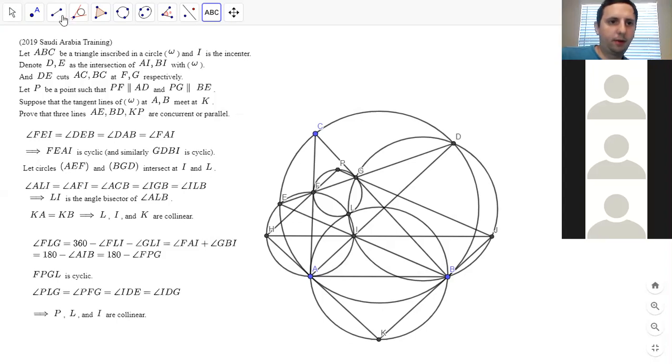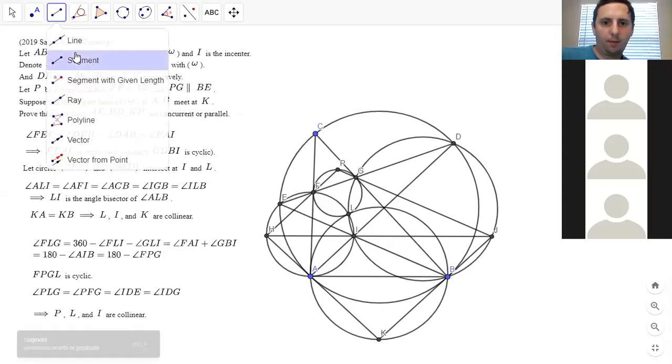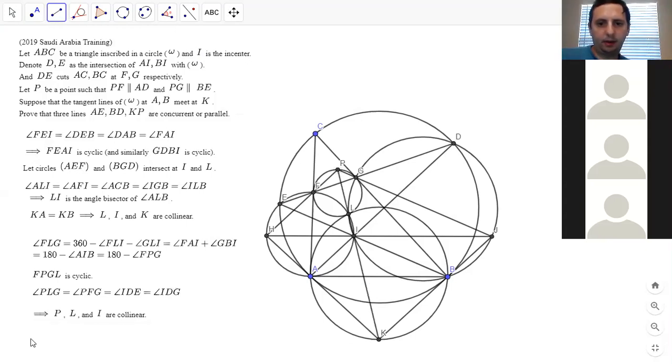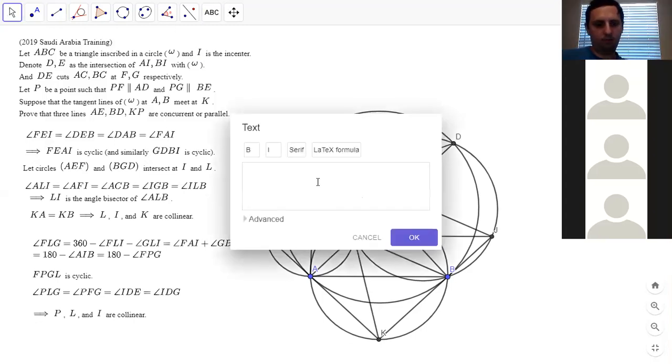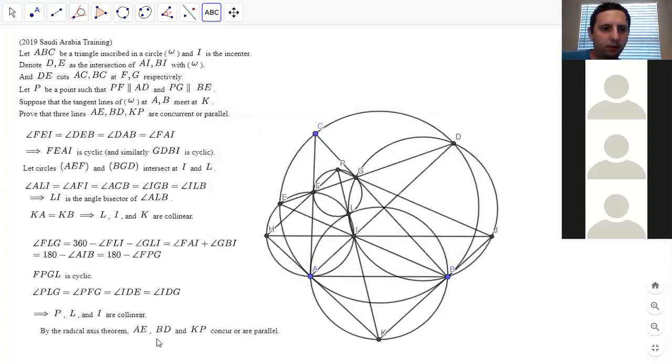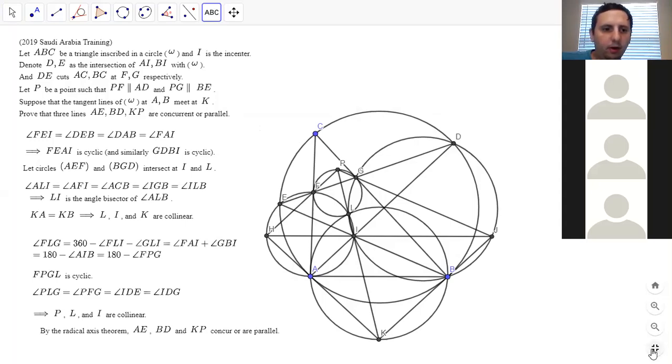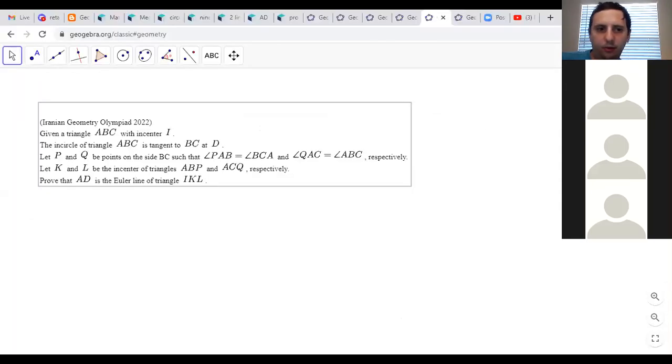So, and then by the radical axis theorem, PAE, KP, and BD concur or are parallel. All right. So I'll move on to the next one. So yeah, this is really just a lot of angle chasing. I feel like there was nothing really amazing in this solution, but it's just, yeah, a lot of angle chasing.